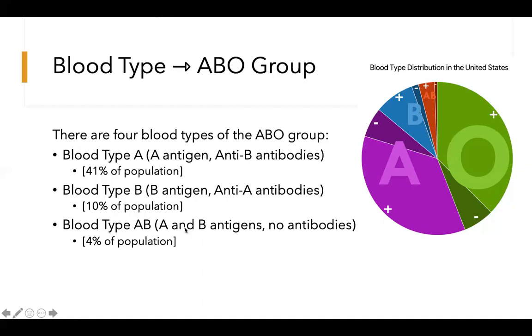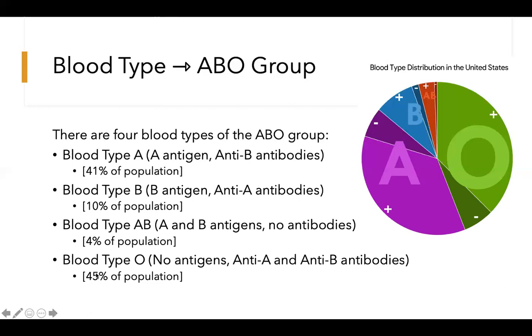Blood type AB, so when you have both A and B, you're going to have no antibodies, because if you had the anti-A or the anti-B, it would be attacking your own blood, and our body is built to not do that if we're blood type AB. And blood type AB is the rarest. Only about 4% of the population has blood type AB.